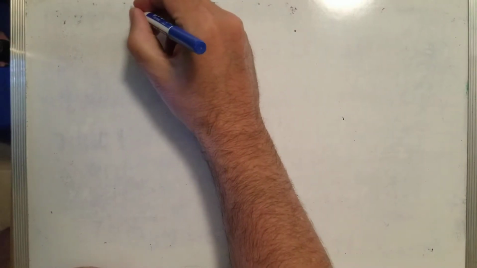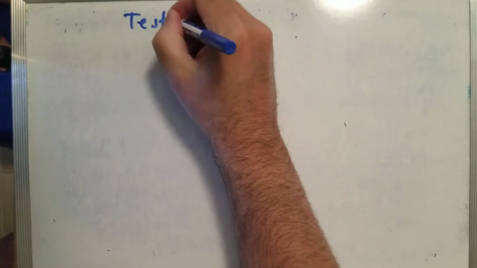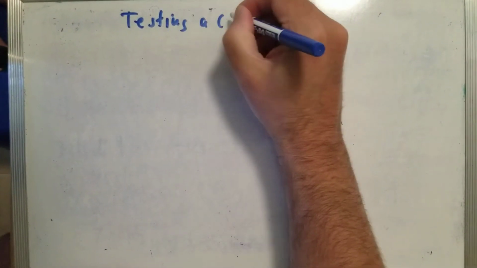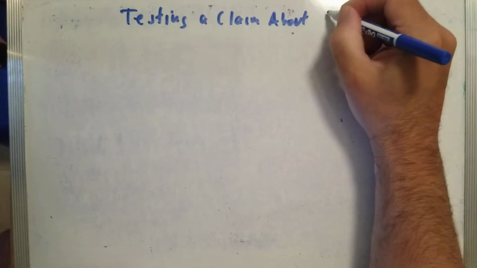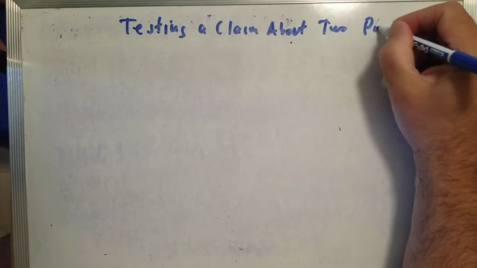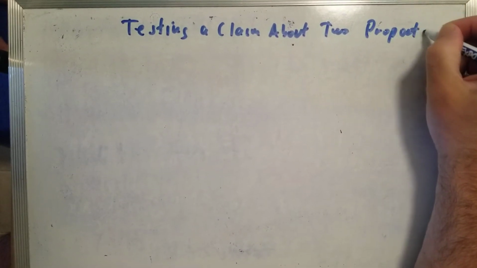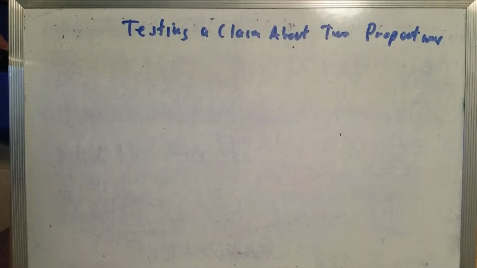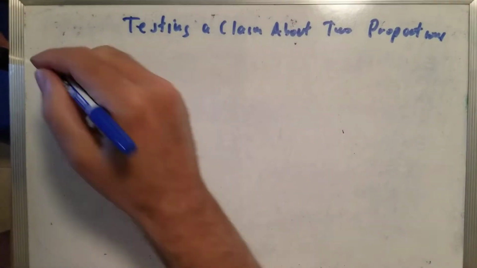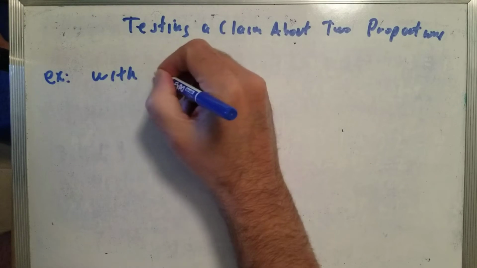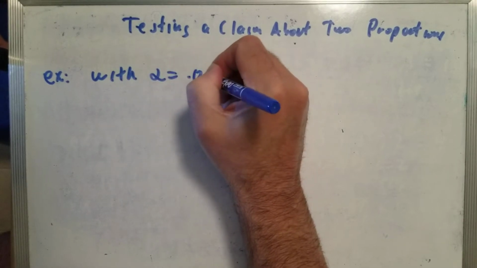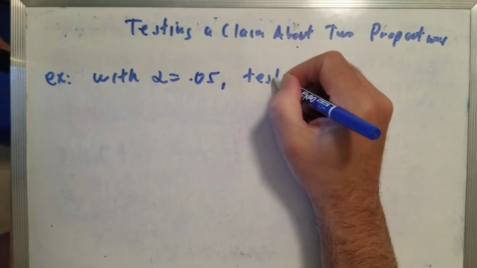Let's do a couple of examples of testing a claim about two proportions. I'm going to jump into an example that I've cooked up. Here's an example with significance alpha equals 0.05. Test the claim.